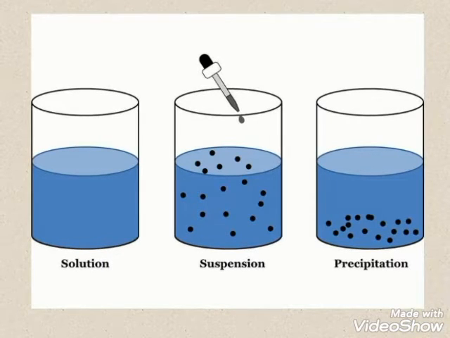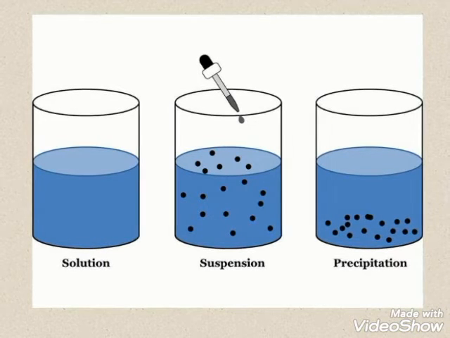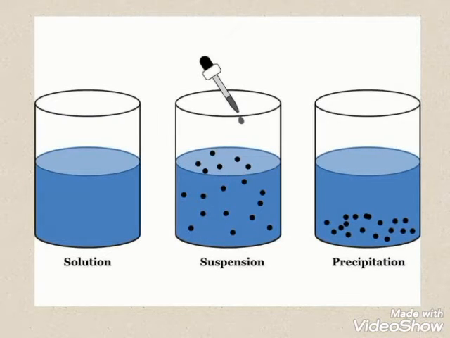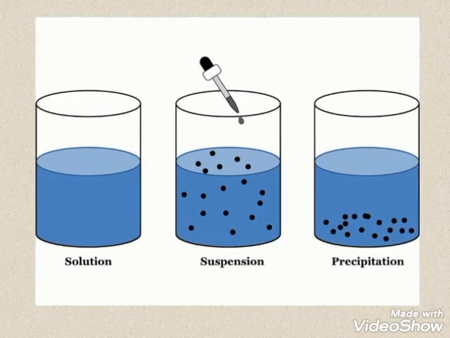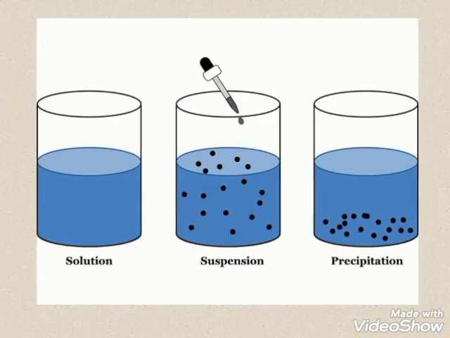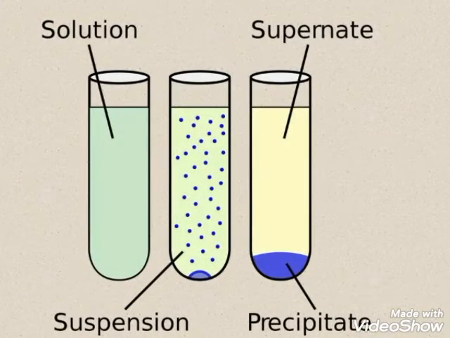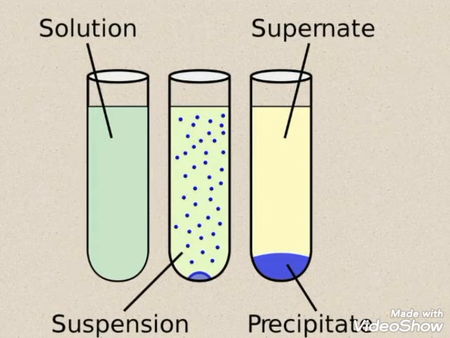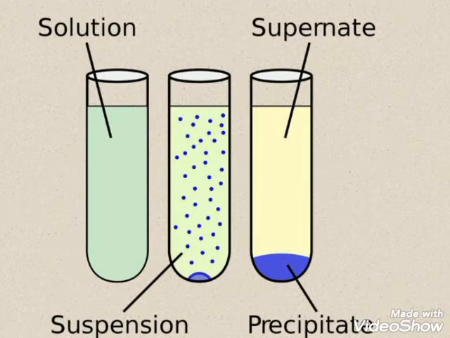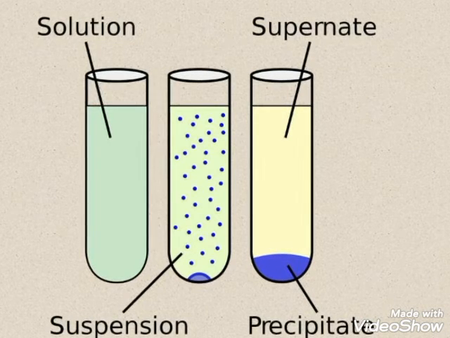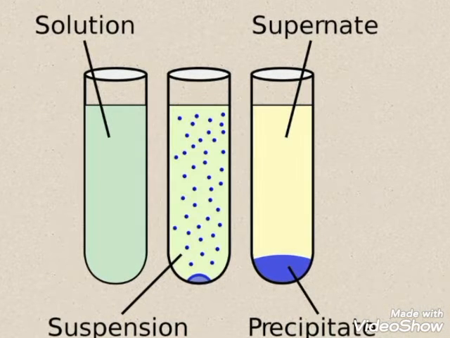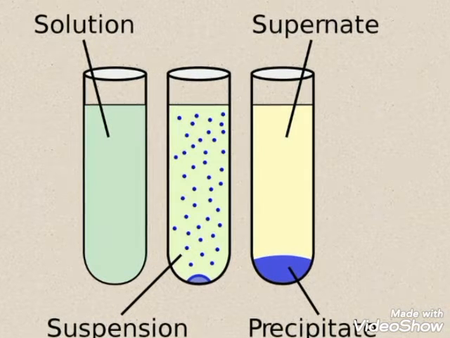In this diagram you can see three different types of beakers. The first one is a clear solution where the solute particles have completely dissolved. The second one is a suspension where the solute particles are dispersed, and the third one is another type of solution in which the particles, being very large, precipitate at the bottom of the test tube. So we can classify, basing upon their solubility, into true solution, suspension, or a colloidal solution.